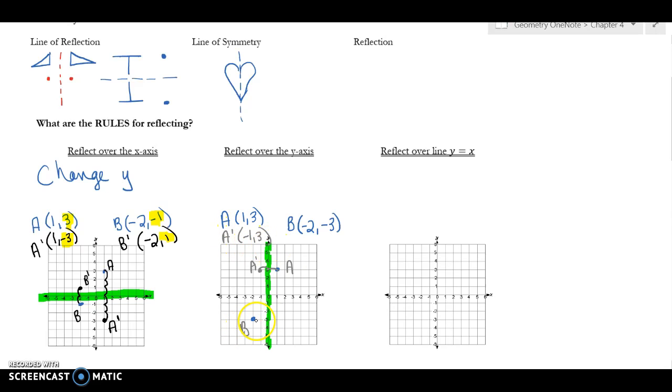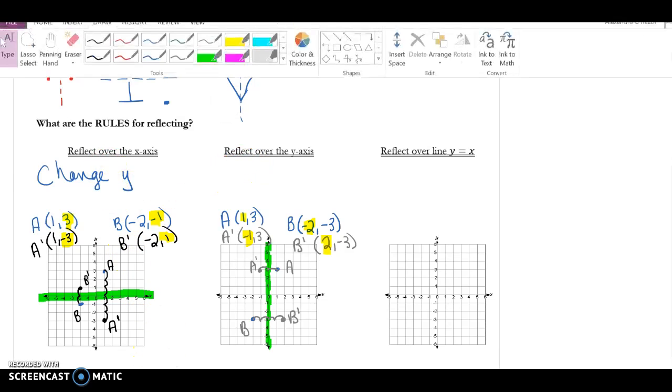All right, let's try the B. B is 2 away, so I go 1, 2. And so B prime is at 2, -3. So hopefully you can see what happened here is that my x changed from a positive to a negative and from a negative to a positive. So the rule for reflecting over the y-axis is that it is a change in x.